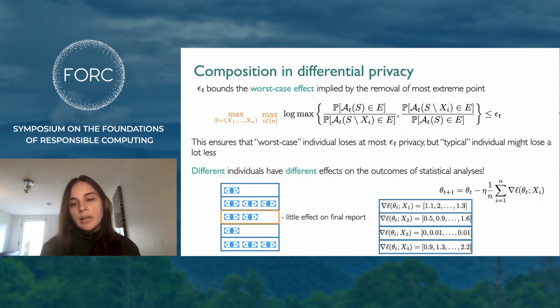Similarly, if we're running a gradient descent and we look at the list of all gradients corresponding to the data points in our data set, then if we remove a data point whose gradient is very close to zero at that given step, then that will have very little effect on the final gradient update. So at some intuitive level, we feel that individuals whose removal has very little effect on the final output don't actually lose a lot of privacy by participating at that given step.